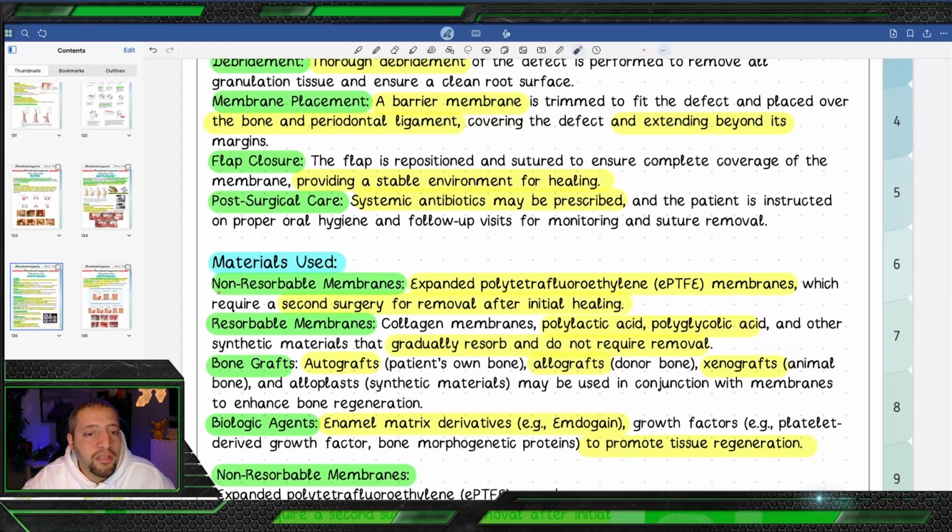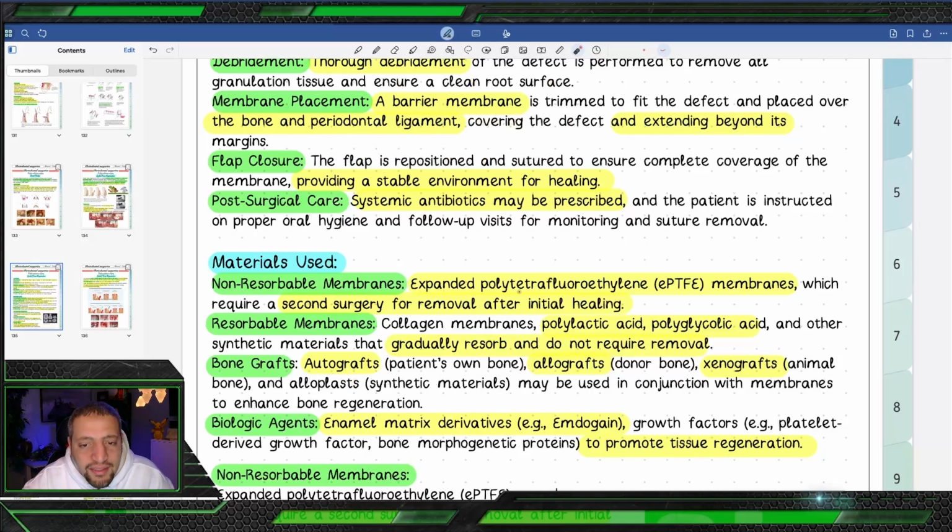Material to be used, non-resorbable membrane or resorbable membrane. What's the difference between both? This will need a second surgery to remove it. This will not need a second surgery. Which one is better? What do you think? Resorbable membrane, yeah, there is no second surgery, but the result cannot be guaranteed because you don't know if the time until the membrane is resorbed is enough for the bone to catch up, for the turtle to fill all the space.